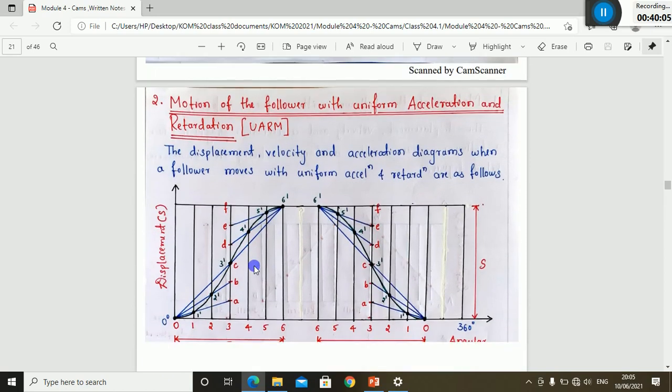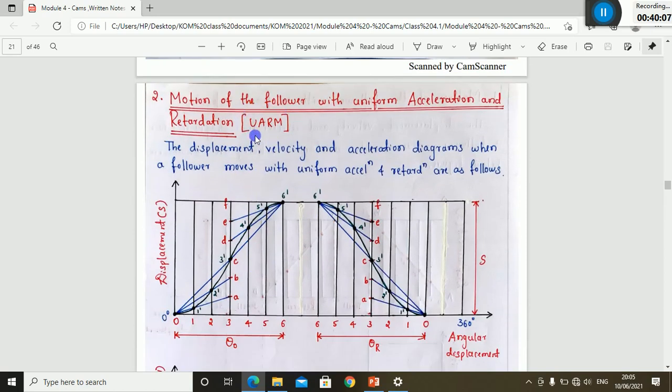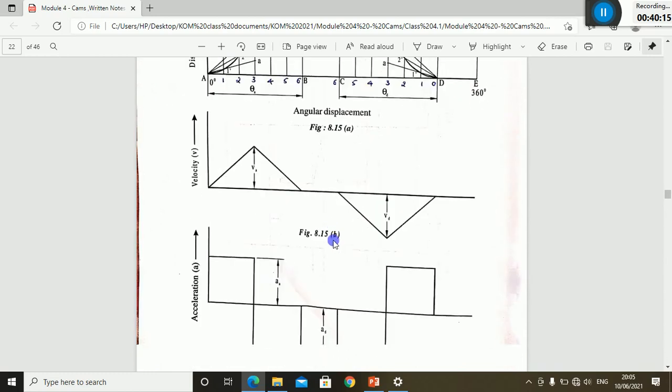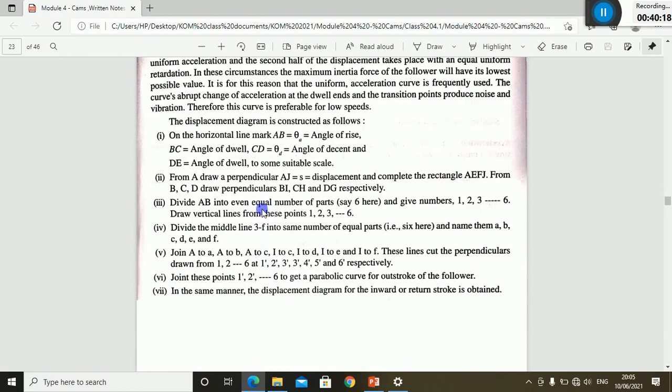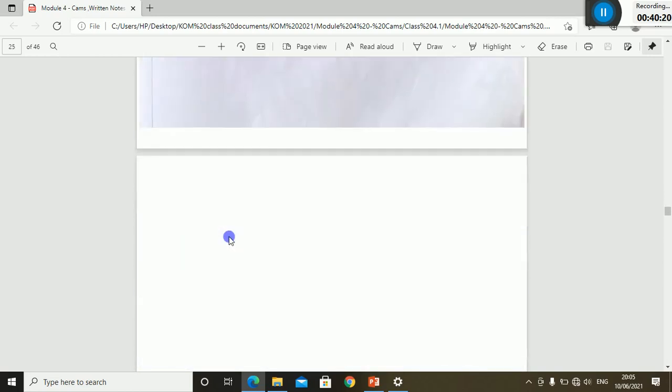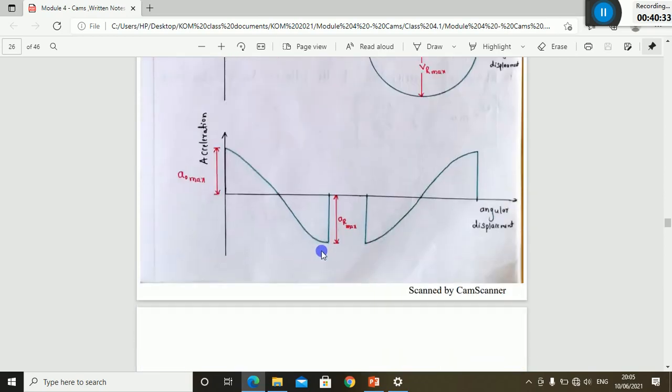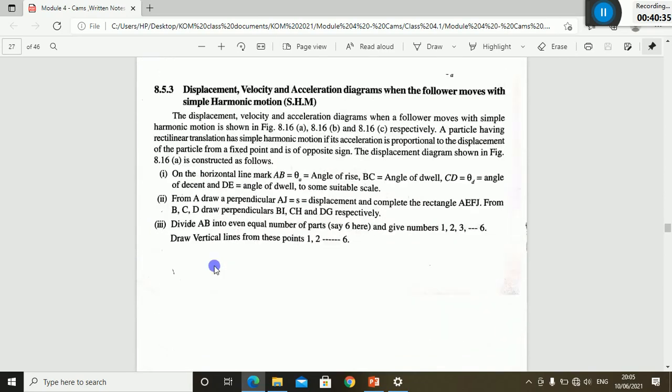And I have solved problems on the second type of follower motion, that is uniform acceleration and retardation motion. So this is also very easy. I explained it in the previous class. So these are the steps you can go through. And I covered the problems on simple harmonic motion, the follower with simple harmonic motion using the semicircle method, both for outward and return stroke. And you can go through these steps.